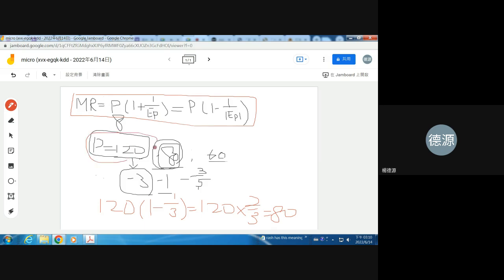So you have here price, plug it here. And then it is 1 plus 1 over EP. So that is equal to negative 1/3 actually. So here's what you get. And then it is equal to 80, right? So where is 80? 80 is exactly here. It's kind of interesting. Let me repeat this.